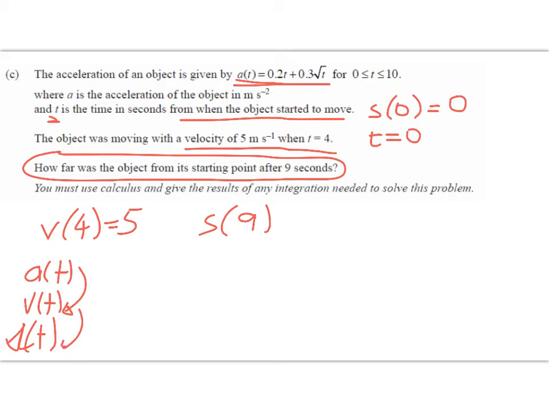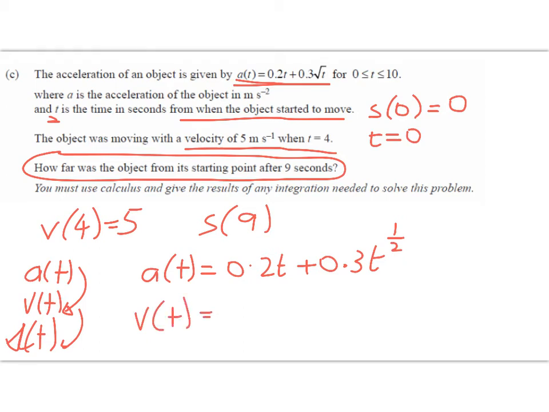So let's see what we're going to do. Well, the first thing I'll do is rewrite a of t like this, 0.2 t plus 0.3 t to the power of 1/2. V of t is equal to this. And now we're just going to substitute in and go. I'll move to a new slide. Okay, so V of t equals this.